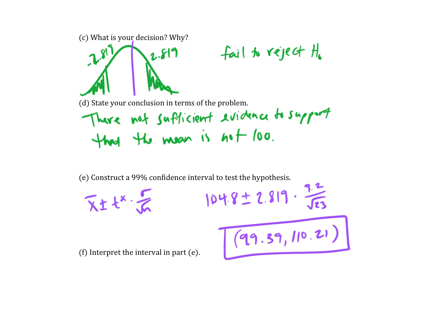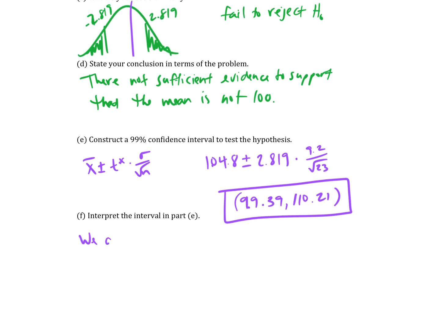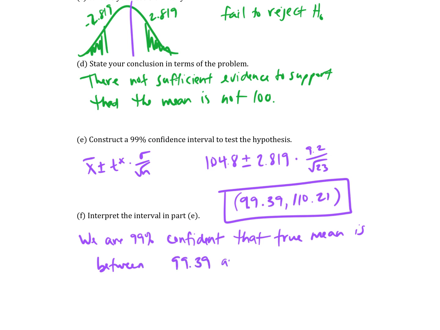And then, a reminder of how to interpret that interval. We are 99% confident that the true mean, it's important that you say those words, is between 99.39 and 110.21.